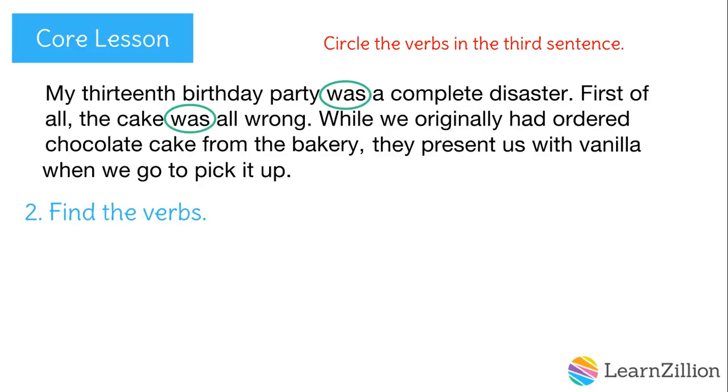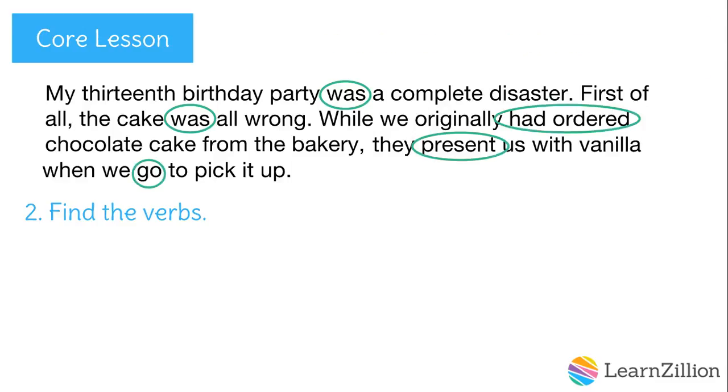Pause the video and circle the verbs. Press play when you finish. You should have circled had ordered, present, and go. In case you're wondering, the reason I didn't mention to pick is because this is an infinitive, so it's acting as a noun in this sentence.